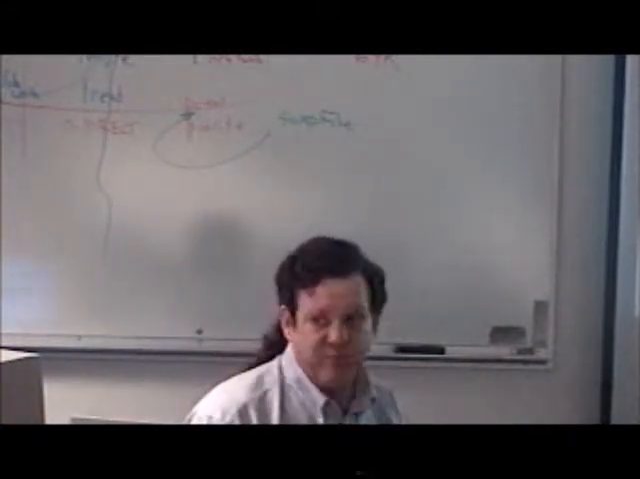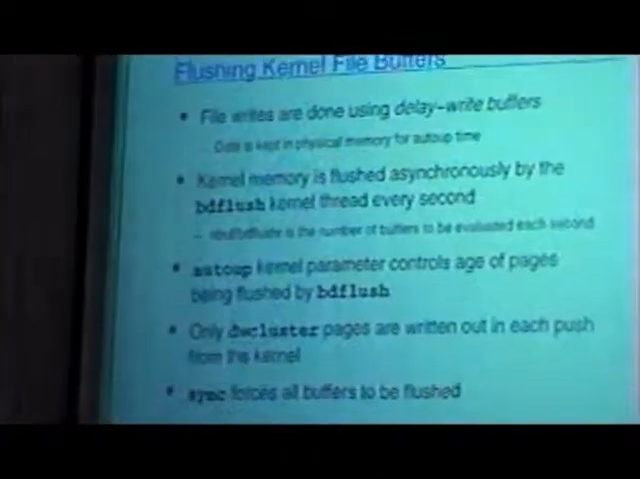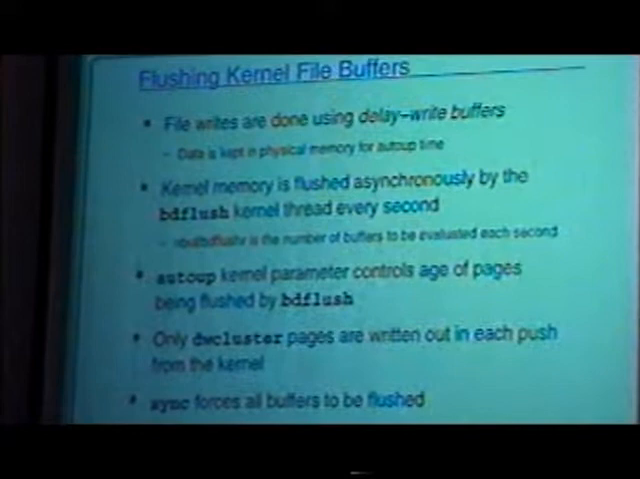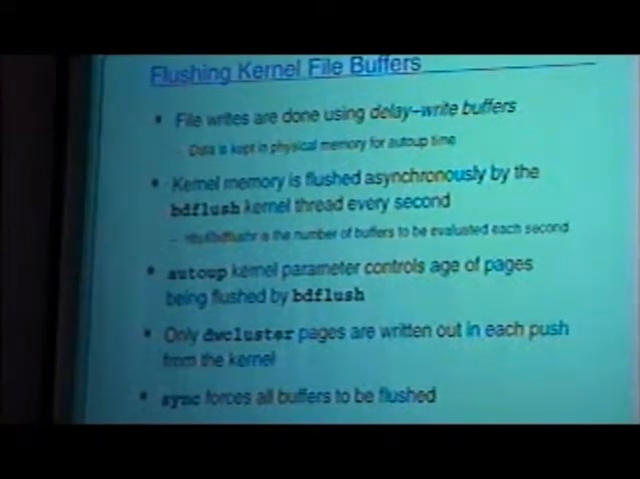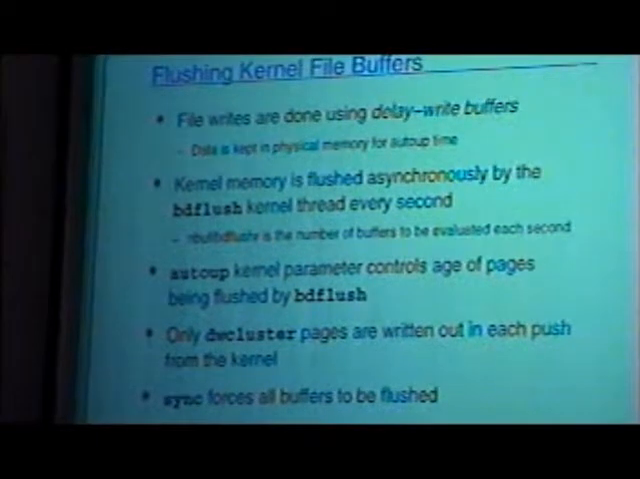So files, when we write to a file, whether it's a print or whatever, a write statement, we have to write into the dirty portion of the data, and the data is kept in physical memory for autoup time. Now it's actually in memory beyond autoup time, but we then flush it to disk, but it's still in memory for a little bit longer. In fact, in some cases up to 100 seconds or 10 times autoup.